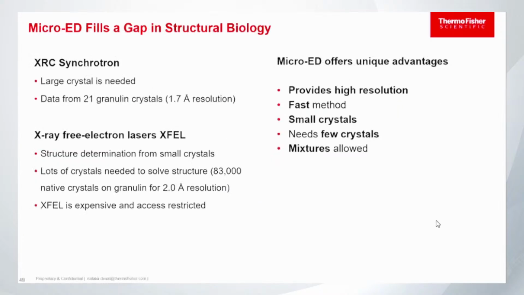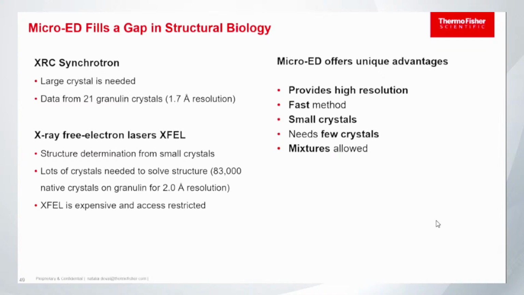So how does microED differ from the other techniques? First of all, with typical crystallography, you need very big crystals, usually 5 microns, and you need around 20 crystals on average to get nice resolutions. You can also use XFEL. I don't know if someone is familiar with that technique. It's very cool because you can use small crystals, but you need tons of them. In this case, for example, we needed more than 80K very small crystals to get 2 angstrom resolution.